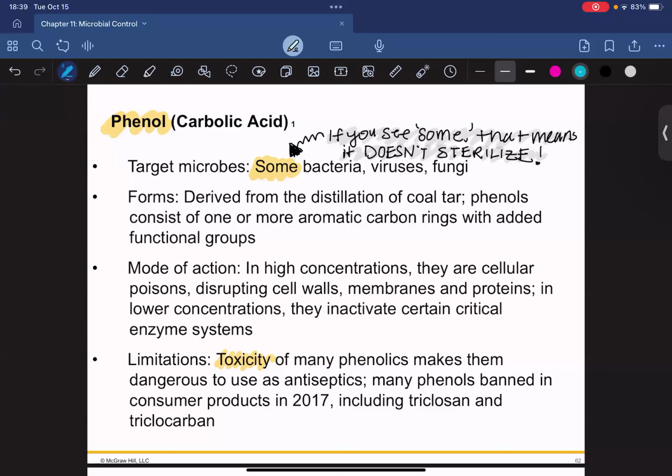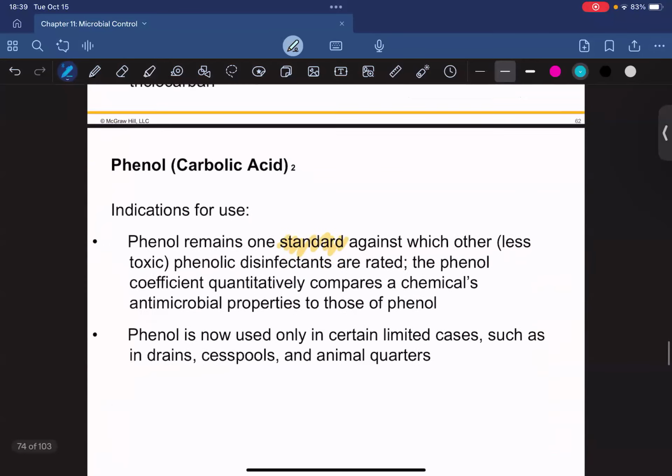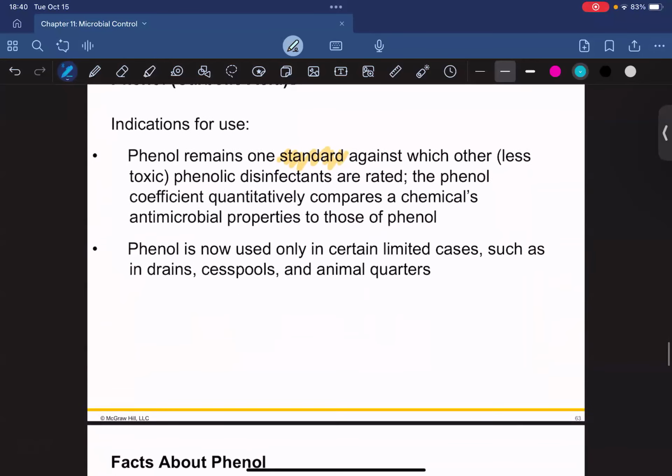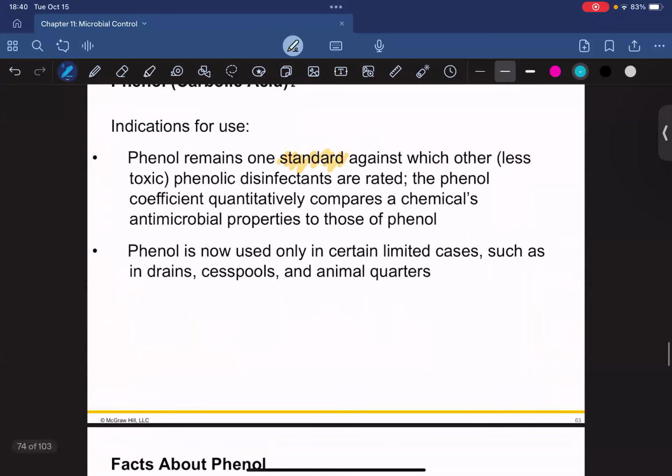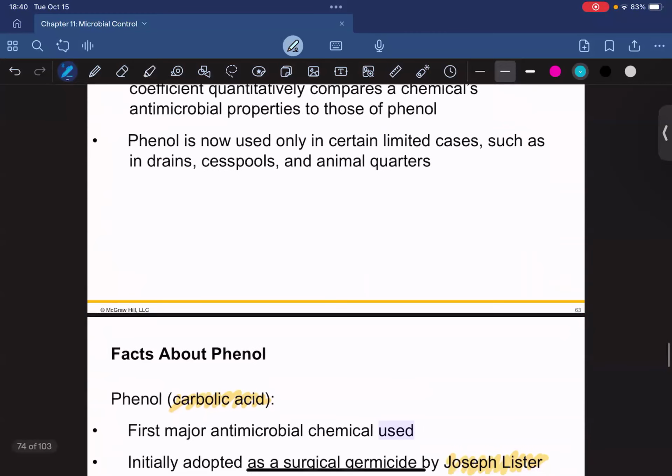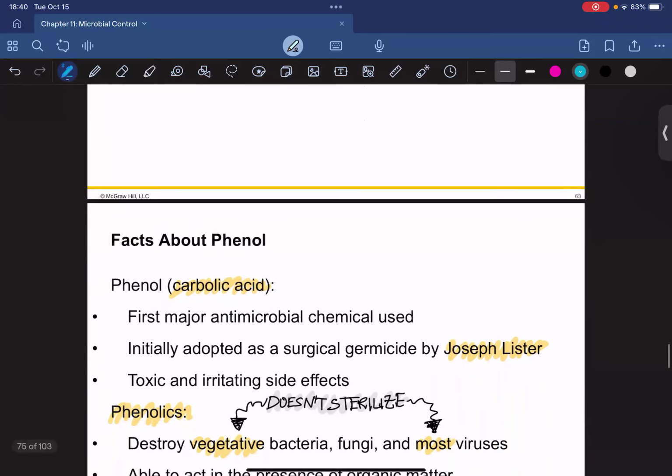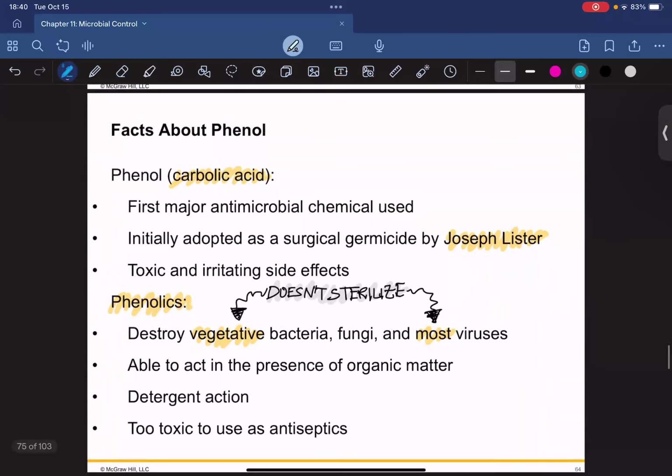Okay, so they're toxic. Even the phenolics are, they're still dangerous and they're derived from phenol. Phenol originally, so it's still the standard that we all compare to. There's a reason for that though. And like it says, we only use it really in cesspools. That's a thing still. Like, I don't know what a cesspool really is anymore other than like in ancient Rome or something. But cesspools, animal quarters, they're just too strong to be used around people.